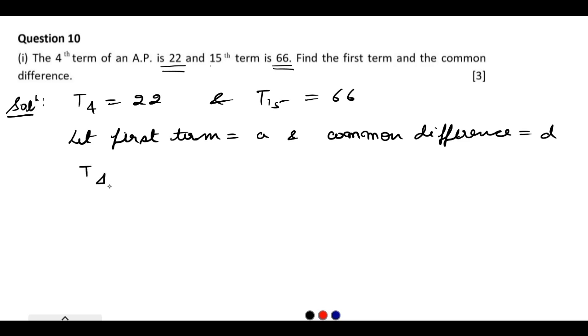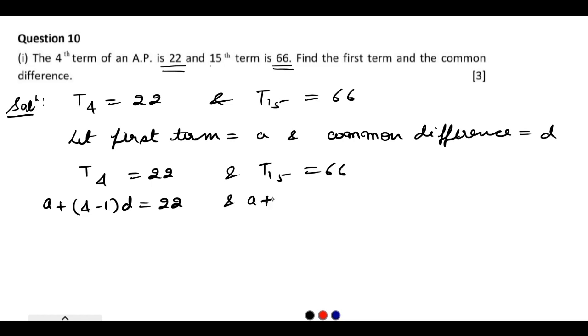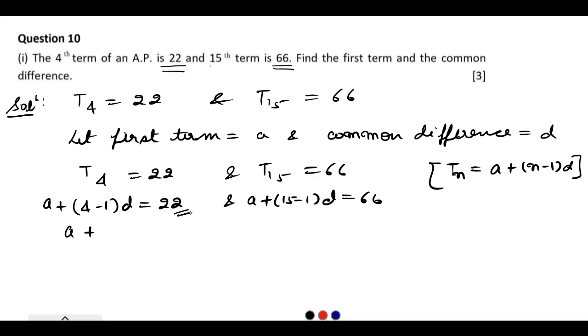Then T4 is equal to 24. It means A plus (n minus 1) into D is equal to 22. And T15 is 66. It means A plus (15 minus 1) into D is equal to 66. We are using the formula of nth term of AP, that is A plus (n minus 1) into D. You will get the first equation in A and D from here and the second equation from here. Then solve these two equations for A and D.